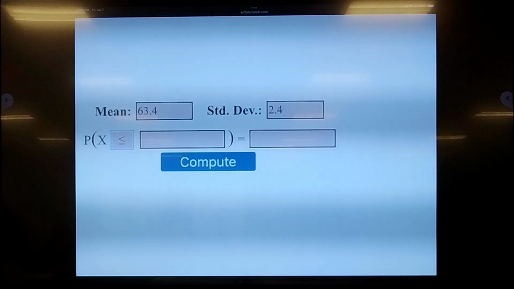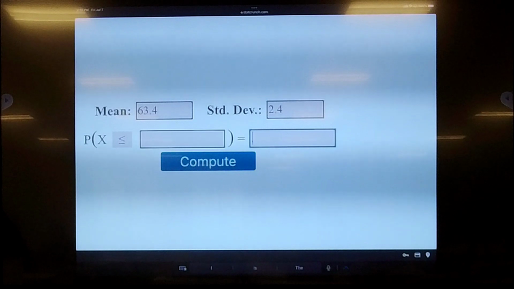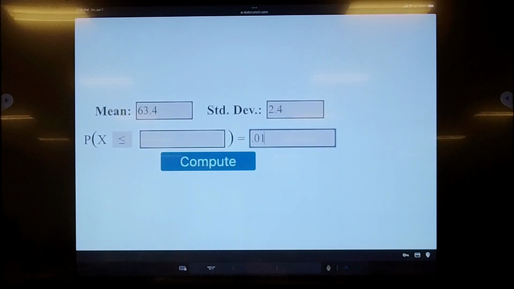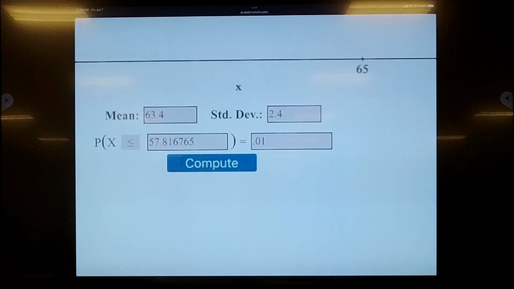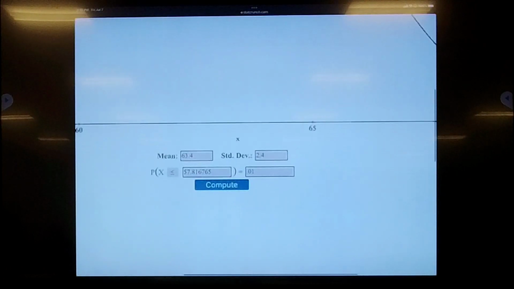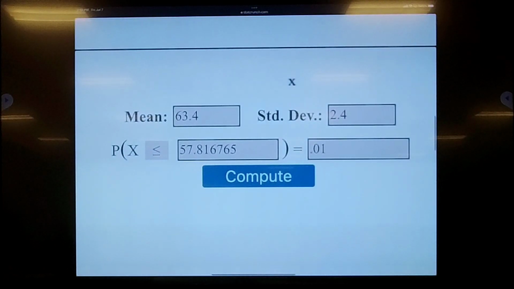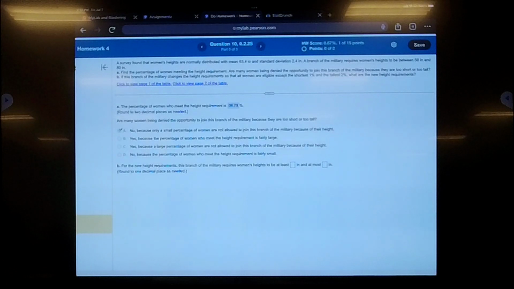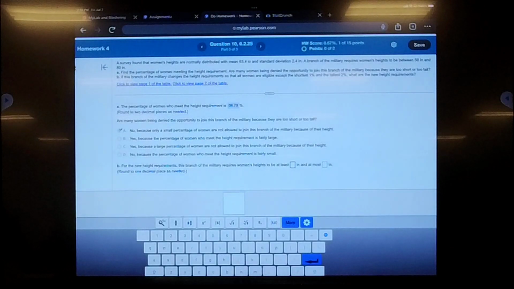Standard for the graph. So if I want the shortest 1%, well then this is 1%. When I hit enter, it gives me that height. There's 1% way over there in that tail. The height that does that is 57.82 inches. And then for the tallest, we go greater than 2%. Point 0.02. Yeah.